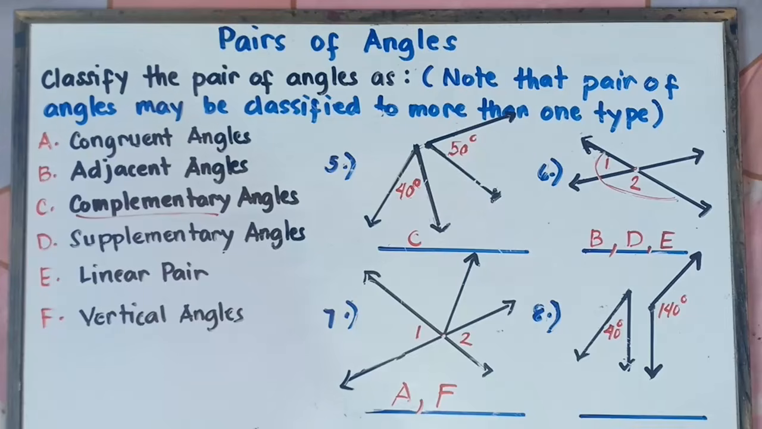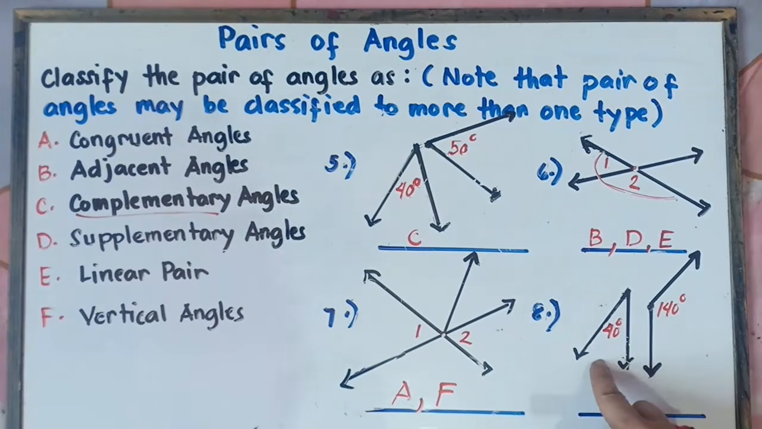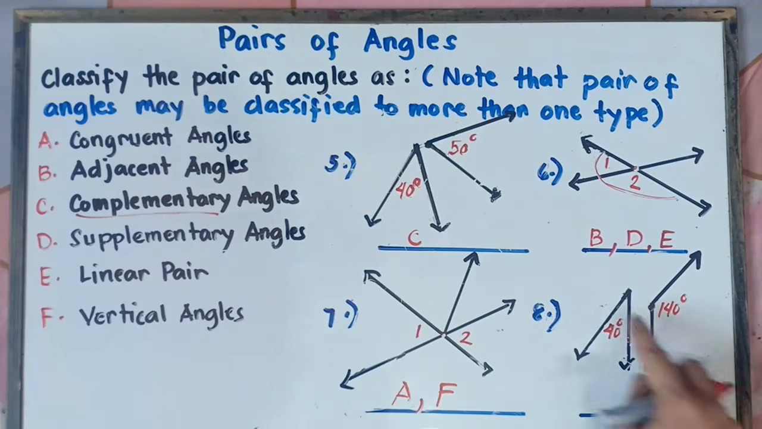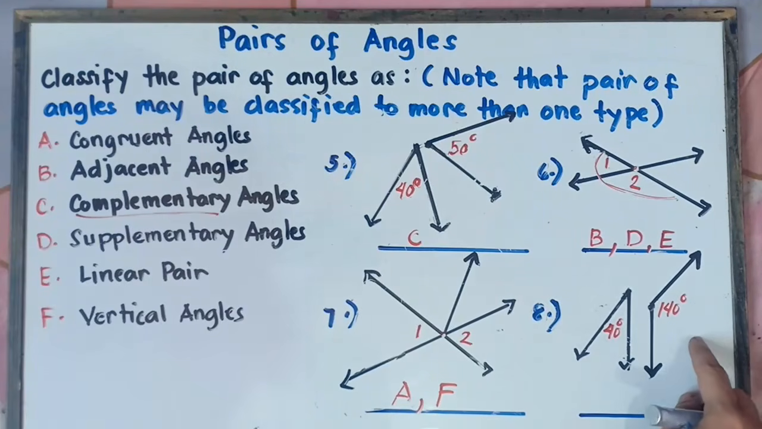Alright, so number 8, can you call this one congruent angles? Nope. Of course, class, this is 40 degrees. This will be 140. You can never call this one congruent angles. Adjacent angles, nope. They don't share a common vertex. They don't share a common side, nope. Complementary angles, nope. Because if you add this one, this will be 180. So therefore, this will be supplementary angles.